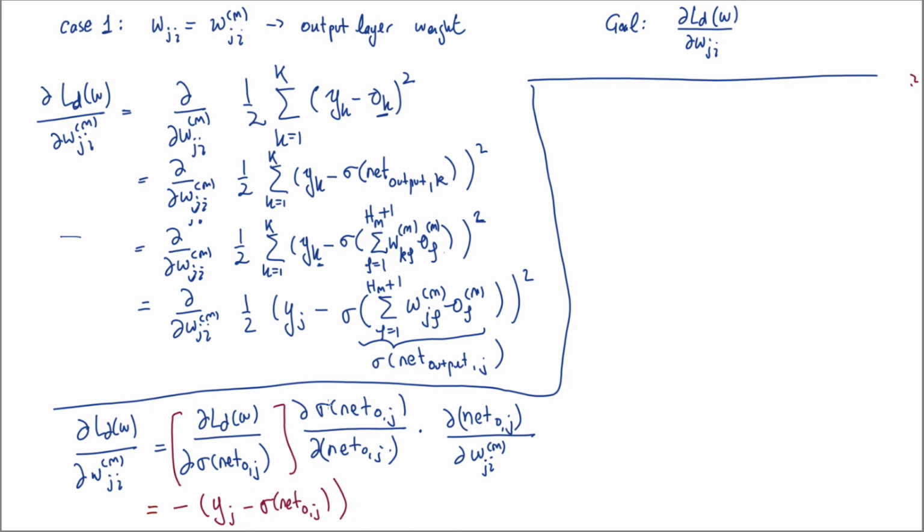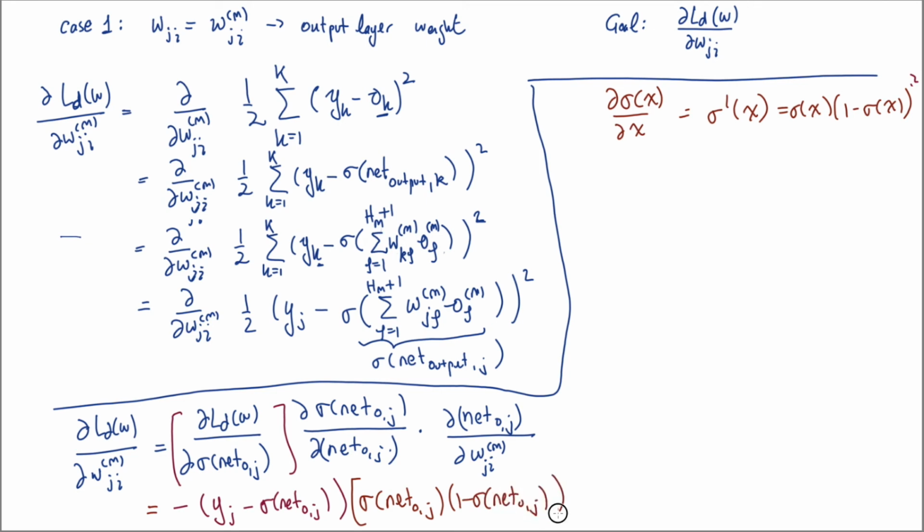The second derivative is the derivative of sigma net oj with respect to its argument. So this is like, what is d sigma x with respect to its argument? Well, we know sigma prime x is just sigma x times 1 minus sigma x, right? So when I differentiate sigma of something with respect to that something, I'm just looking at the derivative of the sigmoid, which is in this case going to be sigma net oj times 1 minus sigma of net oj. Okay, that's the second term.